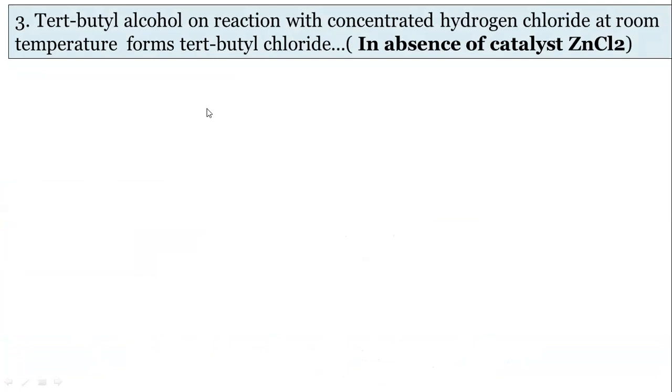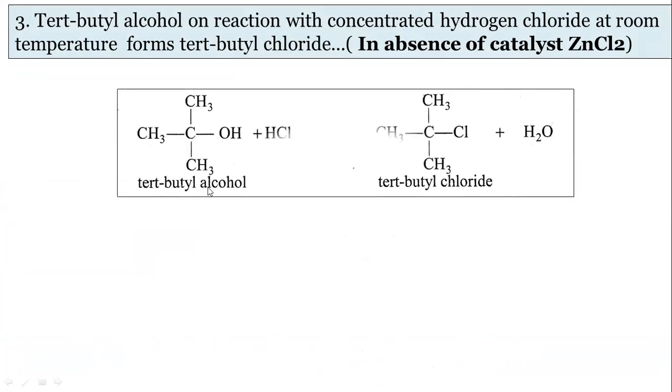Now this example is very important because in case of tertiary, see, this is tertiary alcohol plus HCl. See, on the arrow ZnCl2 is not written here. Only the concentrated HCl reacts with tertiary alcohol and gives tertiary butyl chloride in absence of the catalyst ZnCl2, because of the stability of the carbocation. Only tertiary alcohols react with concentrated HCl.